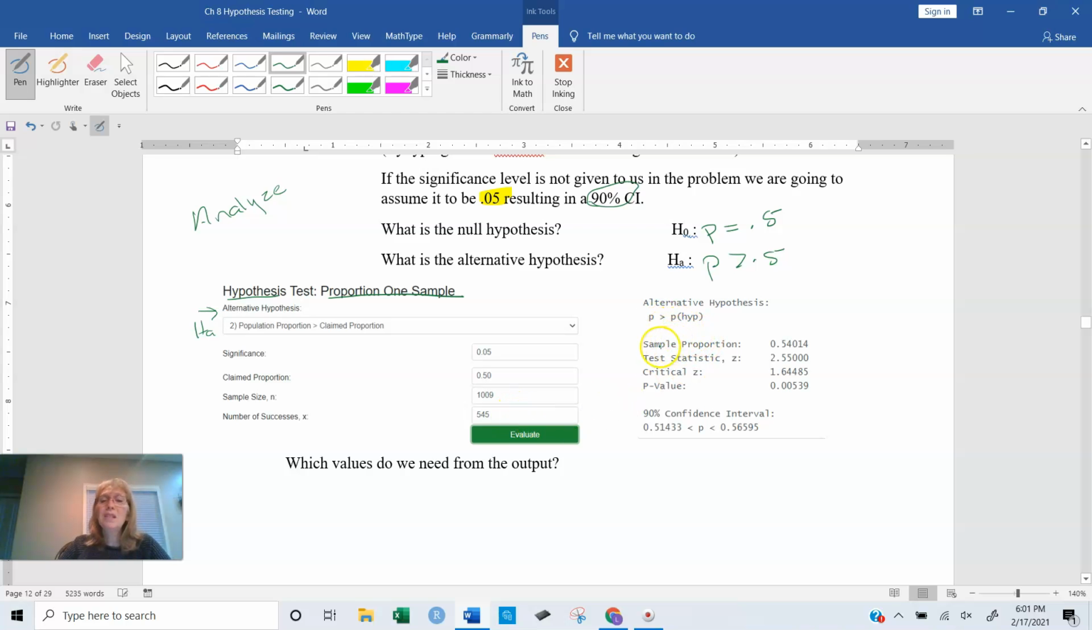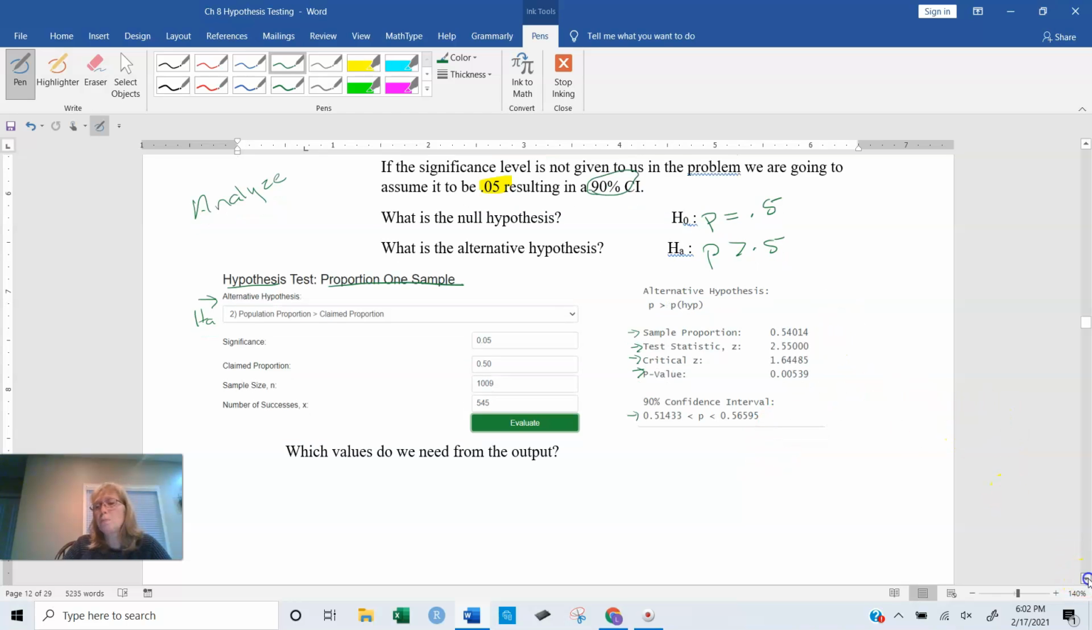All right, so what this says over here, our sample proportion is 0.54. Our test statistic, we need this, is 2.5. Our critical Z is 1.6, and we also have our p-value and our confidence interval. We will use all of these at some point, so we need almost all of this output.